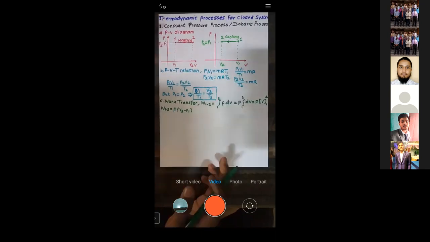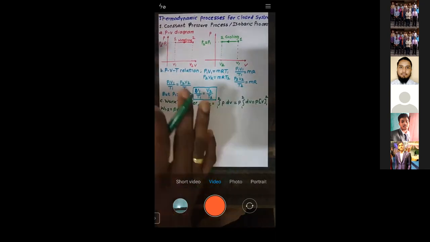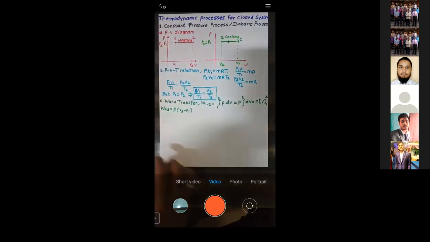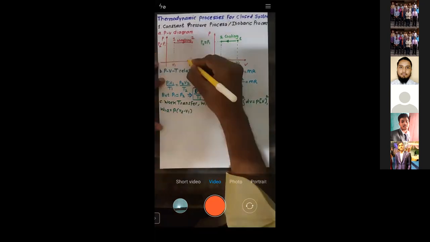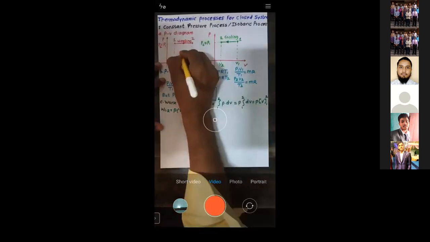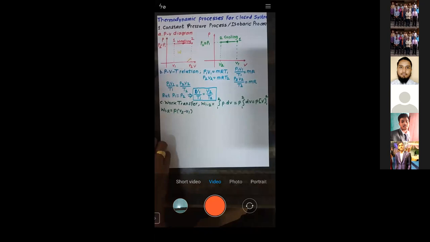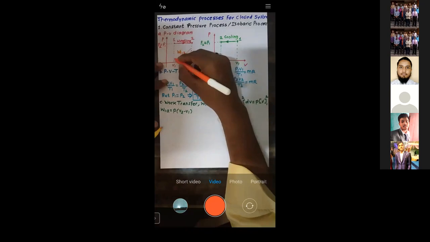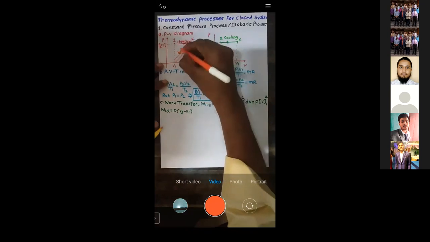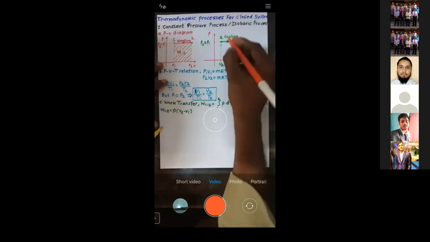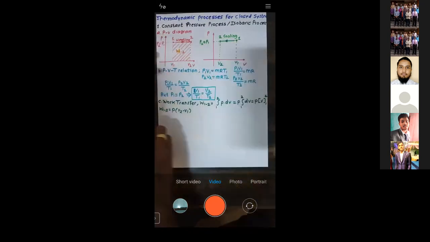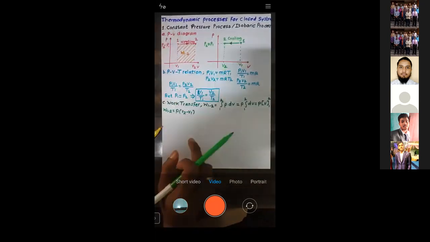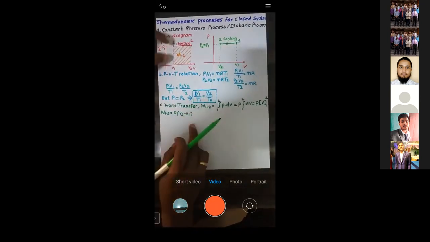If you want to check it by graph, whether we are getting the same value or not, you can check it. You just calculate this area below the curve. This area below the curve will give you the value of work done during 1 to 2. How will you calculate this area? What is the area? This is pressure, pressure into V2 minus V1. Same you are getting. Pressure into V2 minus V1.